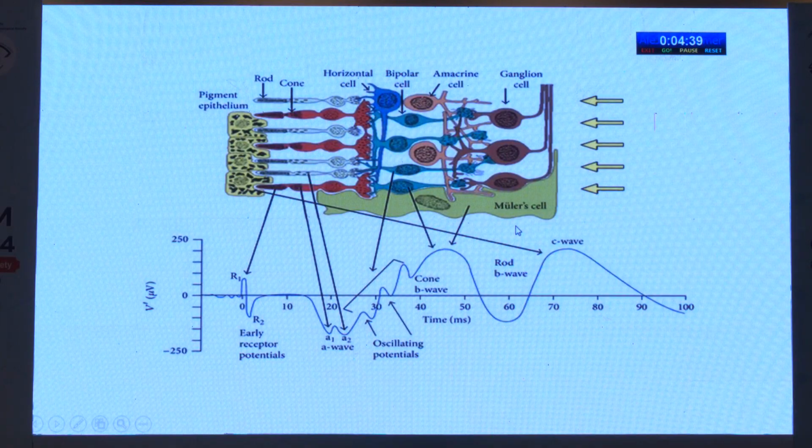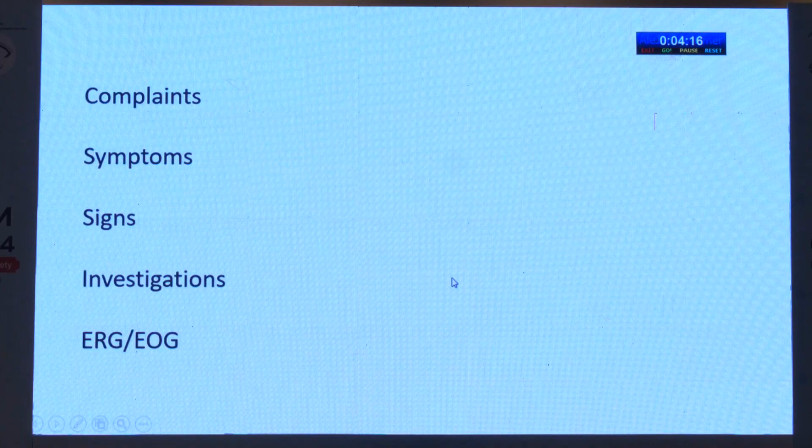Now the genesis of these A and B waves is very simple. A waves are from the photoreceptors, that is the rods and cones, and the B wave is predominantly from the bipolar cells with some component from the Muller cells. So any dysfunction of the photoreceptors will affect the A wave, and any dysfunction of the inner retina will affect the B wave.